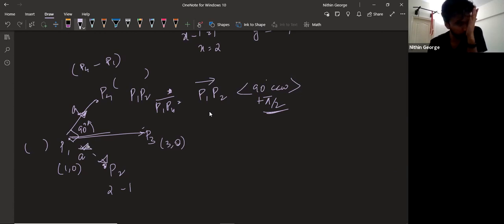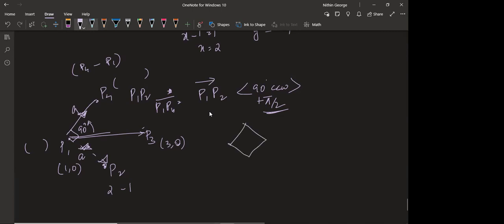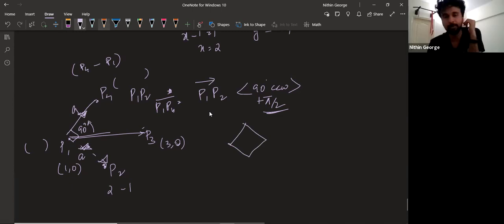Okay, sorry, P1 to P2. P1, P2 you take and rotate it this way, right? 90 degrees. So you have a square here. To go from this side to this side, what do you do? You rotate 90 degrees, right? So that's exactly what I'm doing here. So P1, P2, I have it. I'll rotate it towards P1, P4.